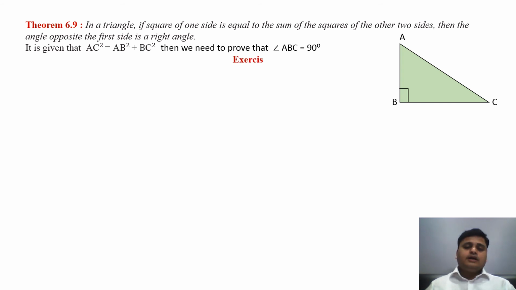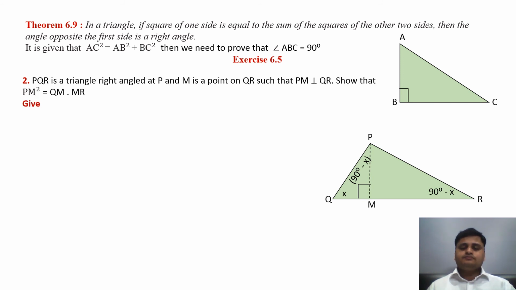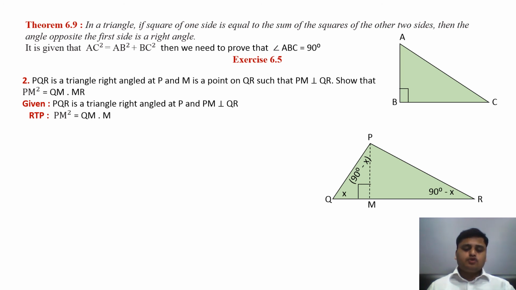Okay, now come to exercise 6.5. We are going to solve question number 2. You all can see this figure: PQR is a right angle triangle, right angle at P. M is any point on QR such that PM is perpendicular to QR. We need to show PM square is equal to QM into MR. Let's begin the proof. PQR is a triangle, right angle at P, and PM is perpendicular to QR. We need to prove PM square is equal to QM into MR.